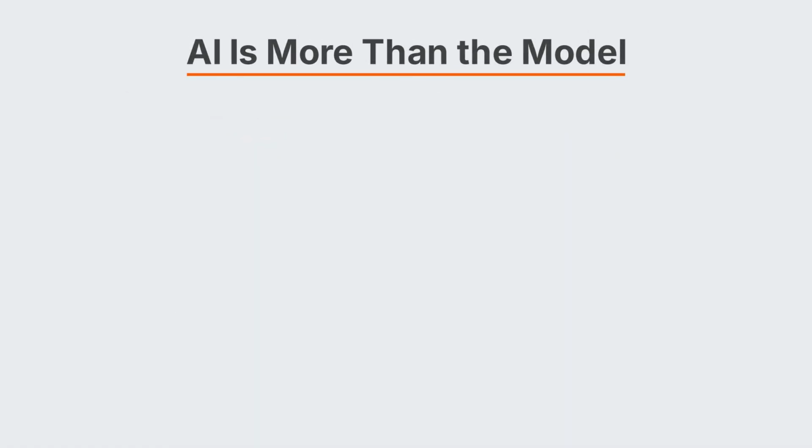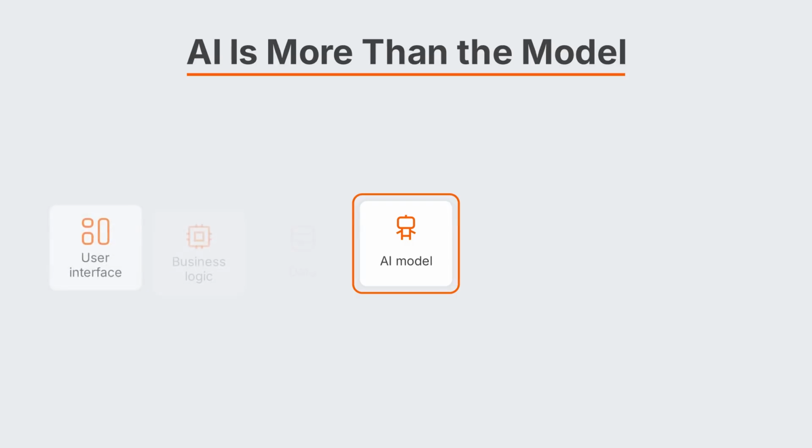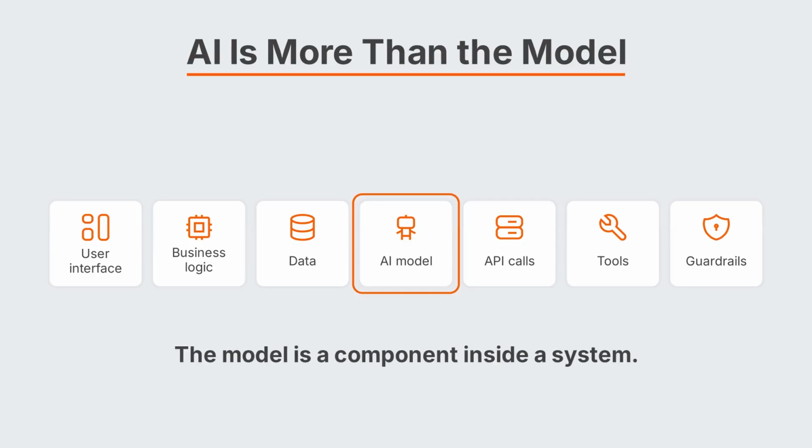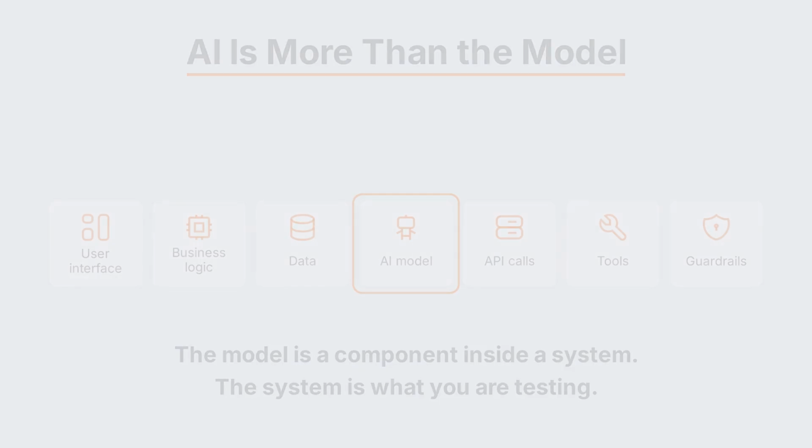Most testers stop at the model. But the model is only one part. A real AI feature has a user interface, business logic, data, API calls, tools it can invoke, and guardrails around all of it. The model is a component inside a system. And the system is what you're testing.